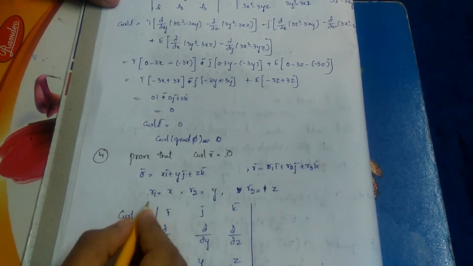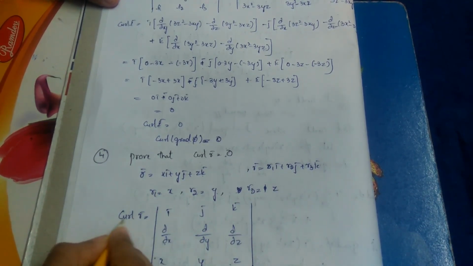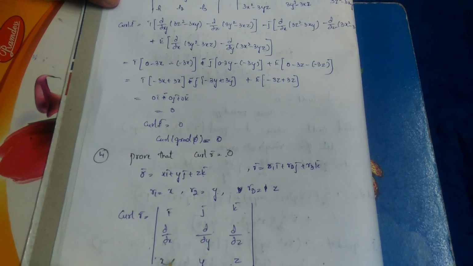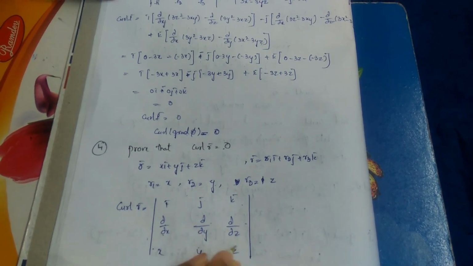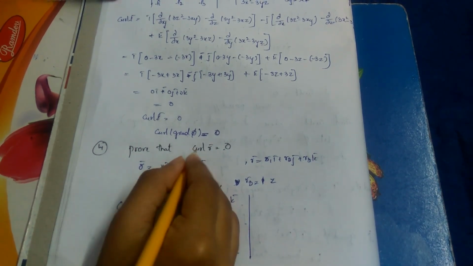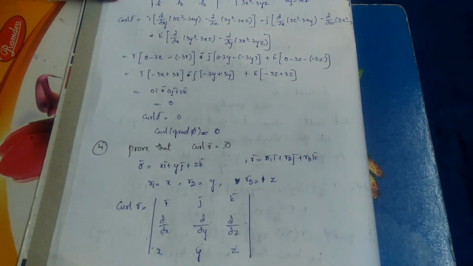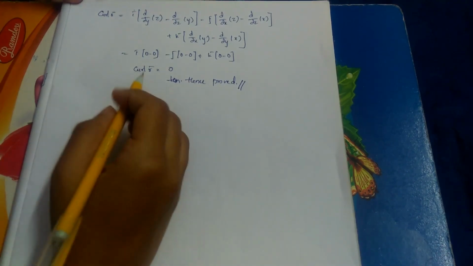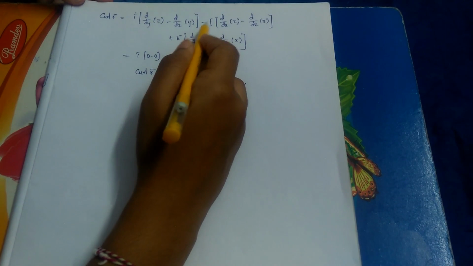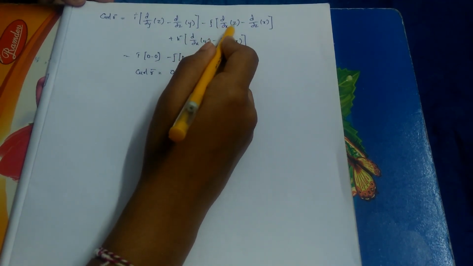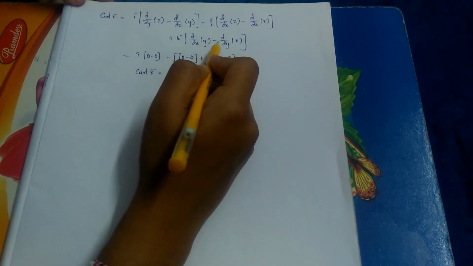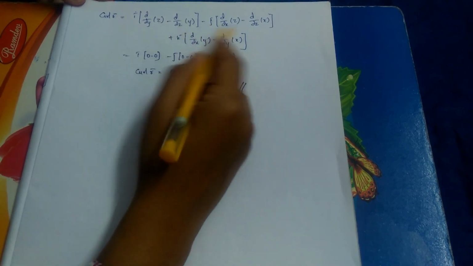So curl r bar is nothing but the determinant of i bar, j bar, k bar, ∂/∂x, ∂/∂y, ∂/∂z, and x, y, z. This is r1, r2, r3, nothing but x, y, and z. Now we have to find the determinant of this, and we have to prove that the curl of the r bar vector is 0. So here curl r bar is equal to i bar of ∂/∂y of z minus ∂/∂z of y, minus j bar of ∂/∂x of z minus ∂/∂z of x, plus k bar of ∂/∂x of y minus ∂/∂y of x. When we find the determinant of that, we get this.